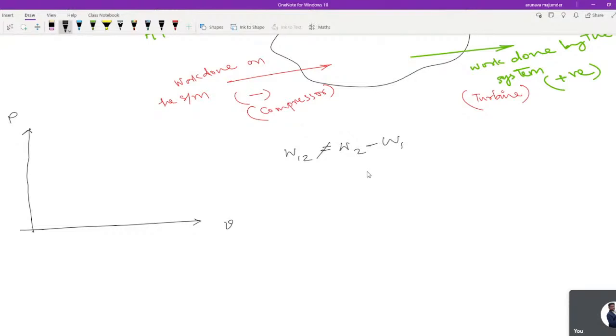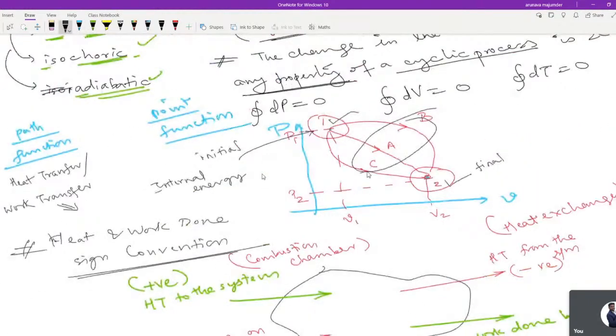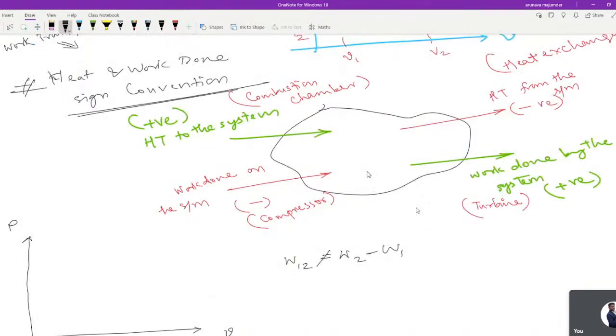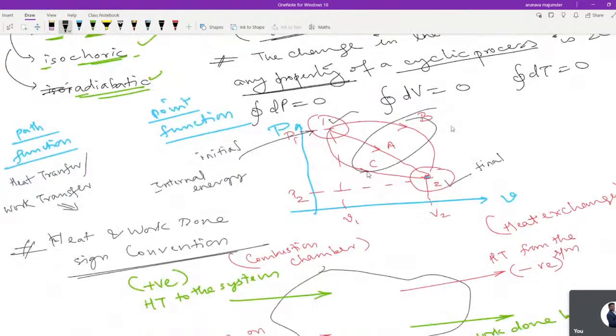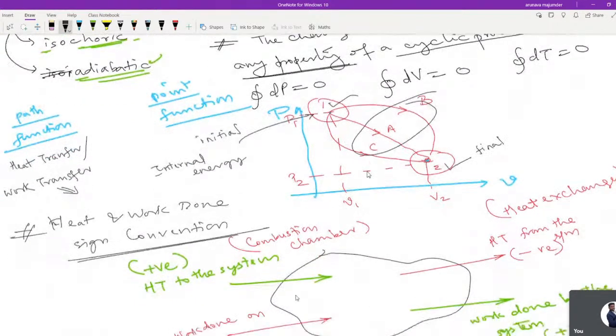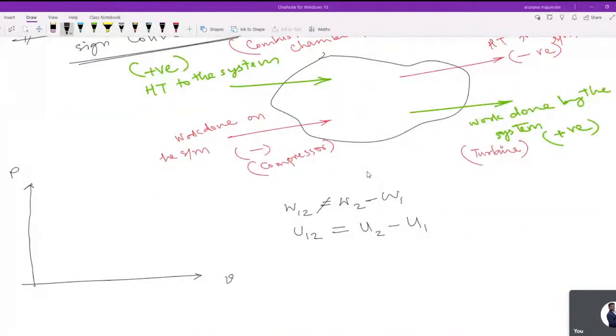It's not equal to. And if they ask the reason for it, the reason is that it's a path function. The work done depends on which path or which process it follows while moving from one state to another state. Whereas for internal energy, defined by U, from 1 to 2, I can say it is equal to u2 minus u1. Why? Because it is a point function. It is irrespective of what path it has followed. It just depends on the final state.